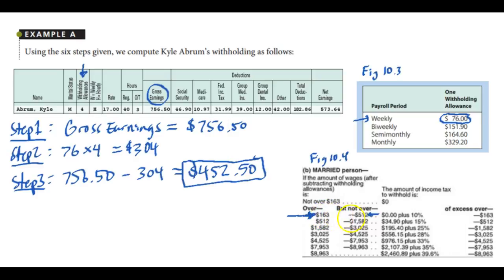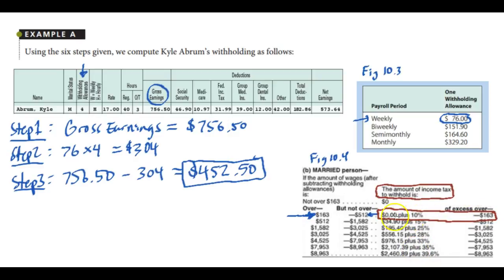So looking at this tax bracket right here, we look at this information, and I'm going to change colors because this is the next phase after you determine the tax bracket you're in. We want to look at this information right here to determine how much withholding we have. So the amount of income tax to withhold, that's what we're trying to find, is based on this information right here.